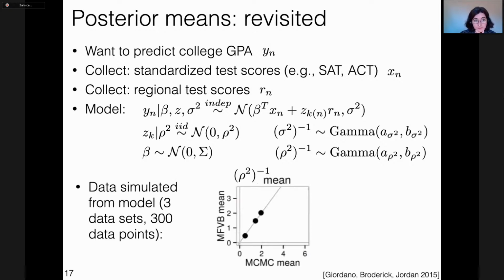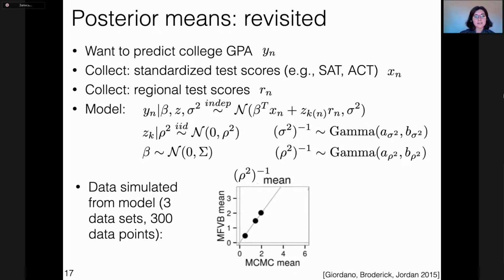And so what we can do is simulate data from this model. So we know that there's no model misspecification. Our data is exactly from the model that we are specifying, so we're not even messing around with that. We get 3 data sets. Each has 300 data points. And now we're going to plot the MCMC mean estimate of a particular parameter for each data set versus the mean field variational Bayes mean. And so we have that here.